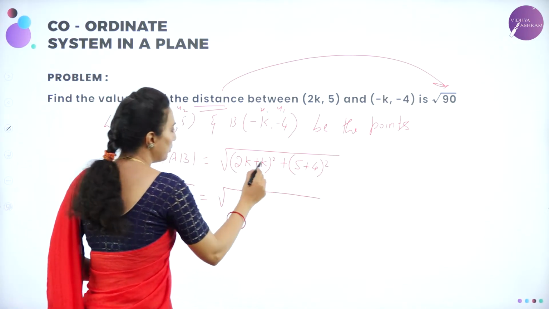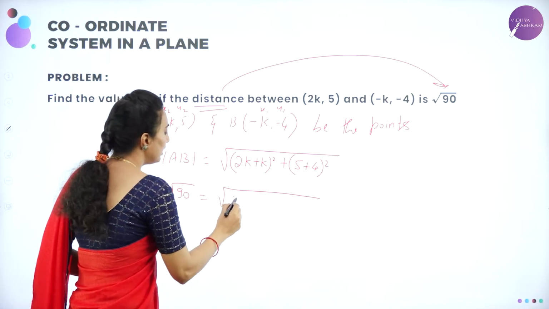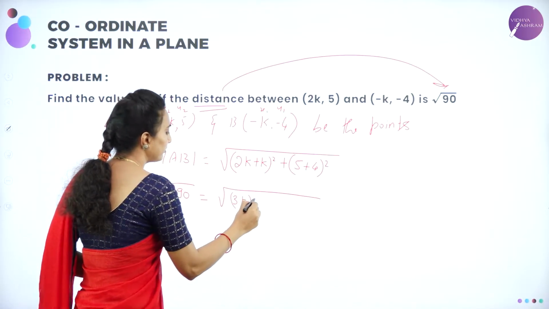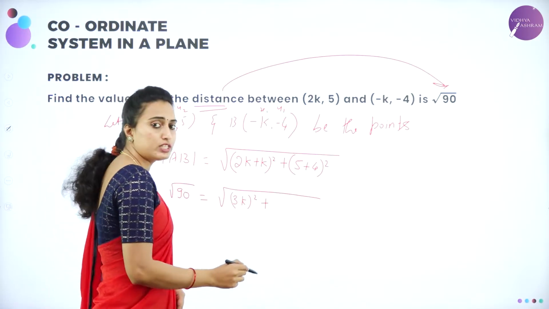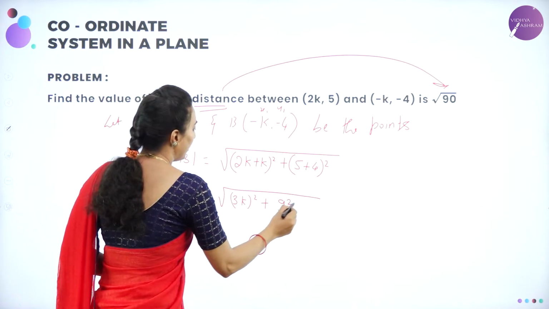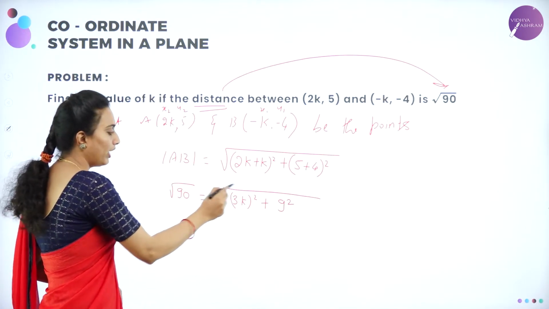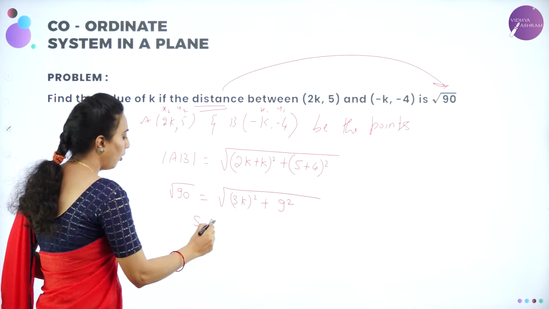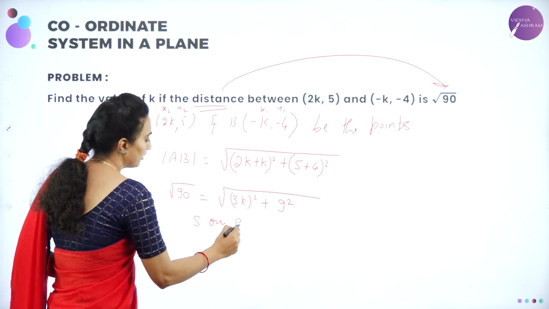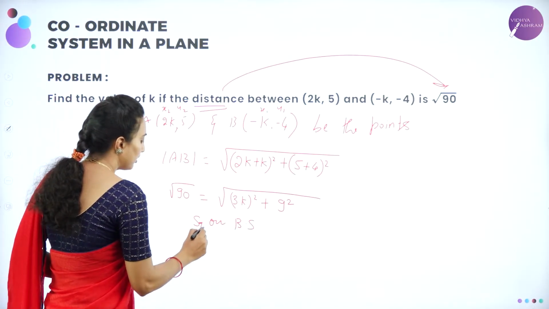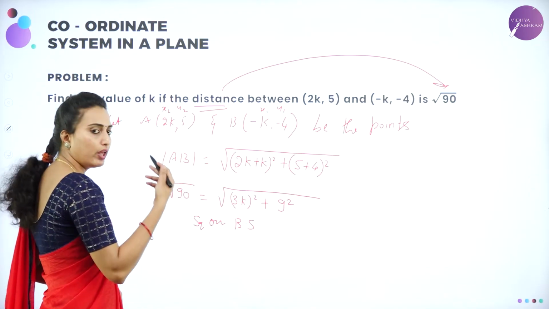What are you going to get? 2k plus k is 3k, 3k whole squared, plus 5 plus 4 is 9, 9 squared. So therefore, see, squaring on both the sides. Squaring on both the sides, the square root will get cancelled.